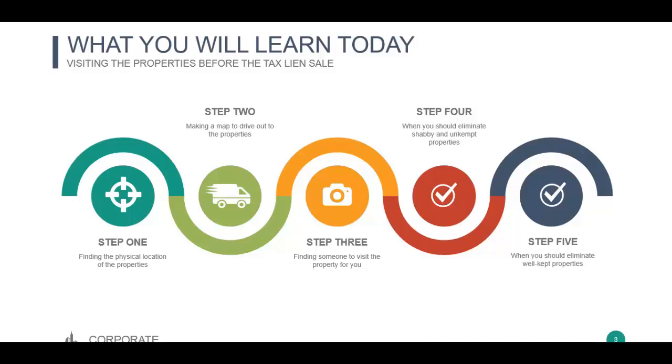So use all of these tools that we're going to share and use these strategies in your favor to make sure that your investments go better. So find the physical location, make a map. If you can't go personally, get a third party to go out for you, and then decide which properties you need to eliminate based off of your personal strategy. We mentioned this a little bit before, but we'll go a little bit more in depth here. So stay with us. This is going to be an awesome course, incredibly helpful, very, very practical stuff that you'll be able to use right away for your tax lien certificate investing.